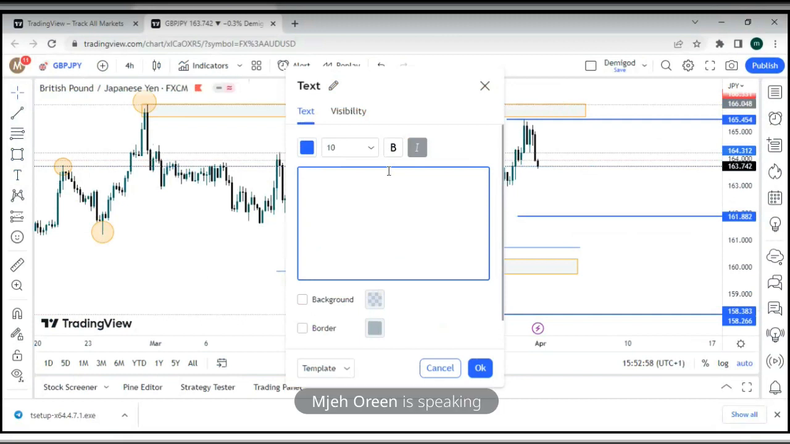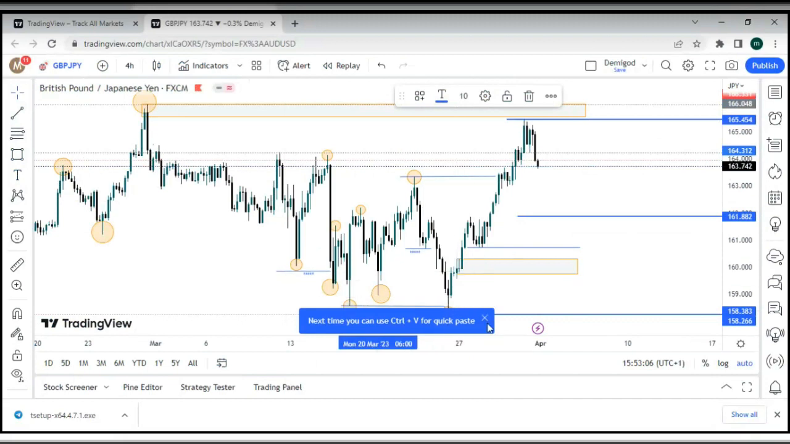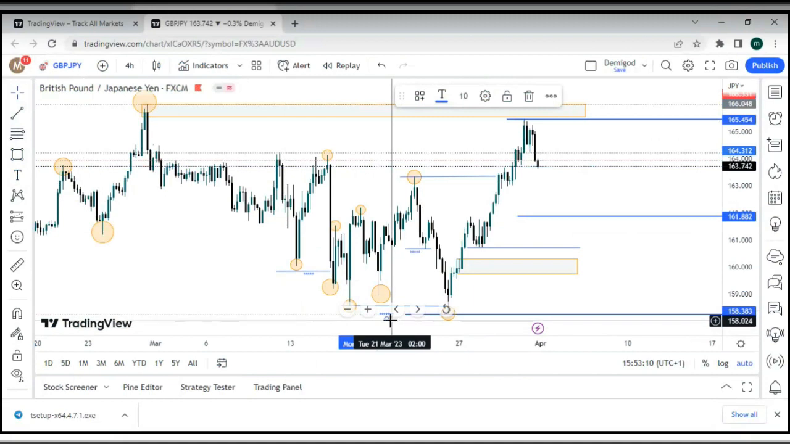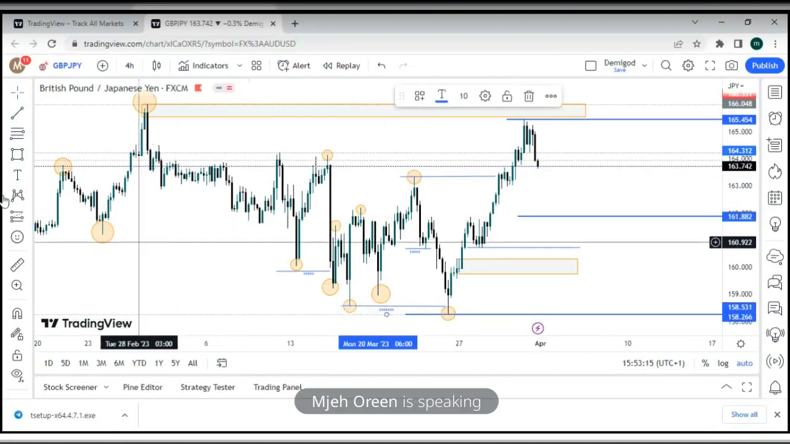So this is trying to bring out, not that, mark that as a liquidity. That's liquidity. So this has also been broken.